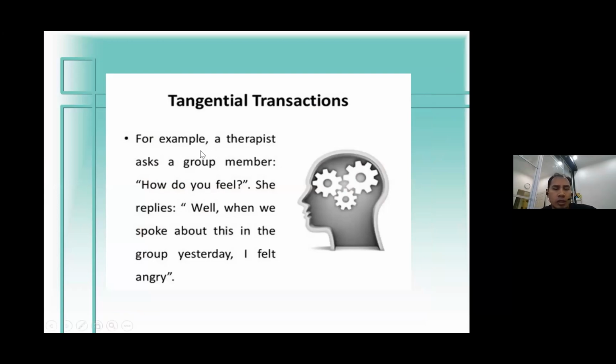This is the example given. The therapist asked, how do you feel? Then she replied, well, when we spoke about this in the group yesterday, I feel angry. But what do you understand? Is it answering the question? It's partially answered, right? It's not totally answered. This is what I call loosening of association.